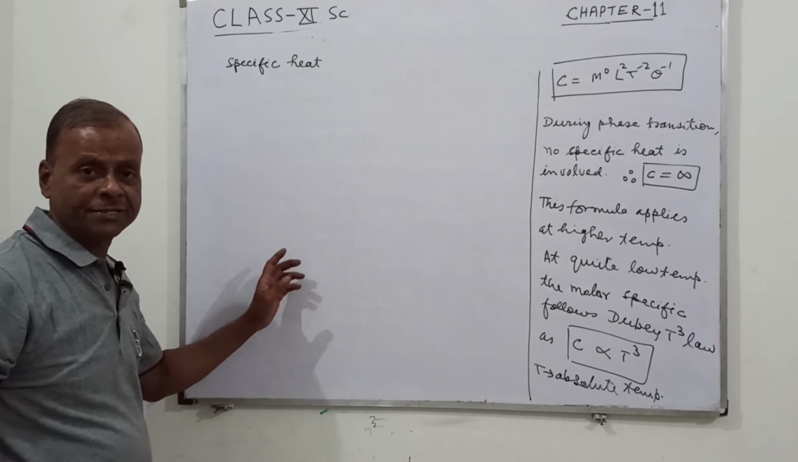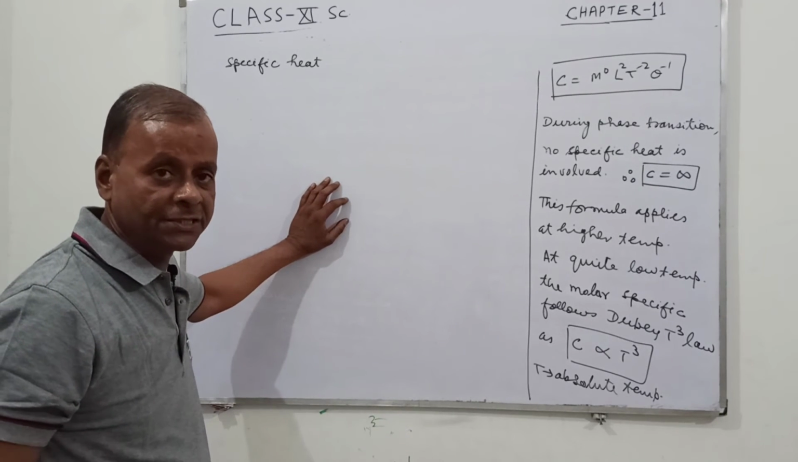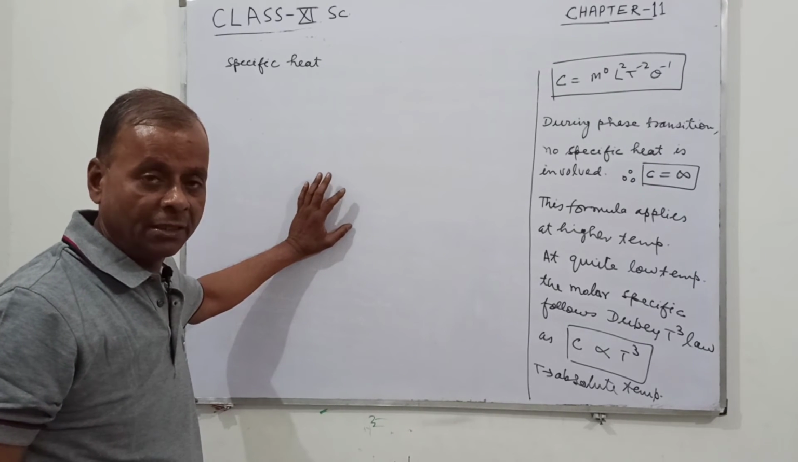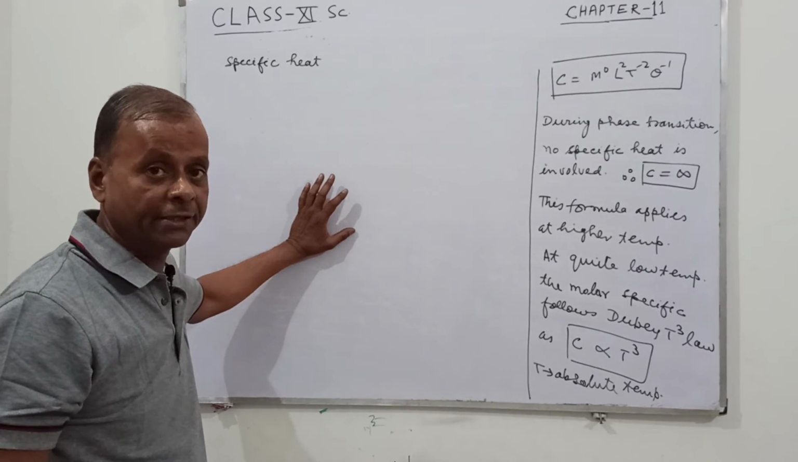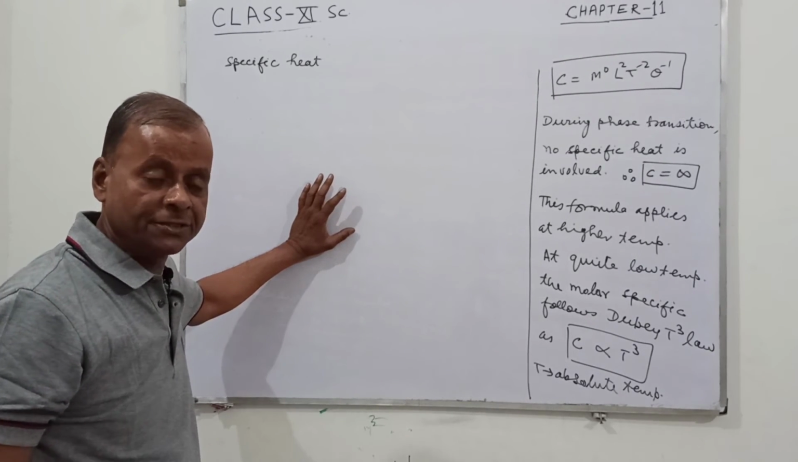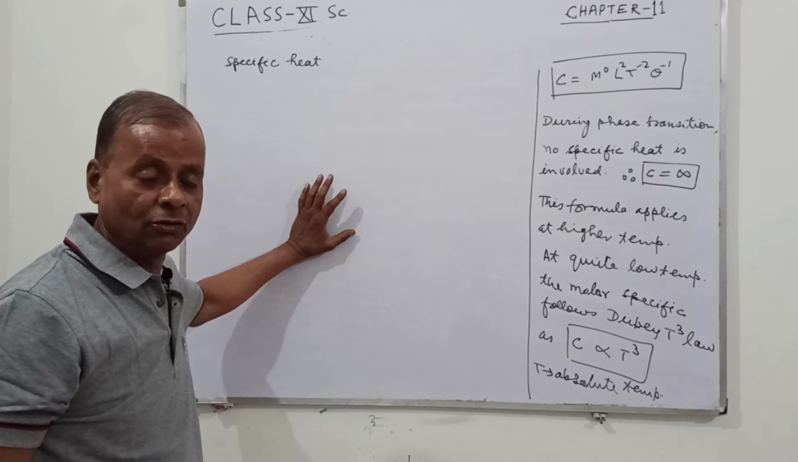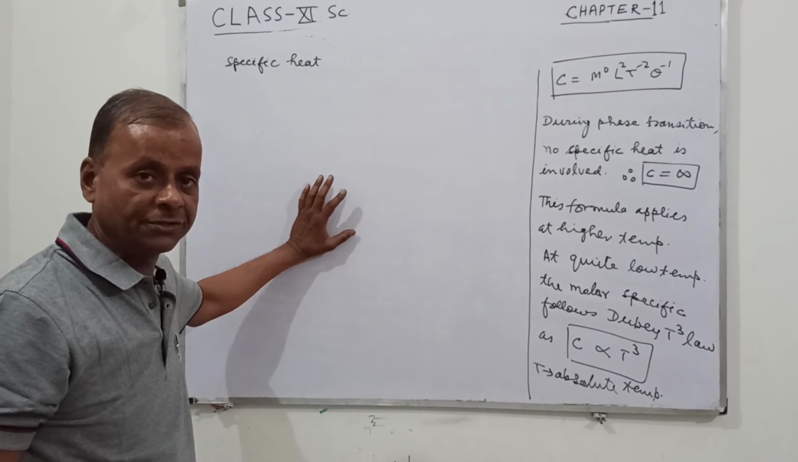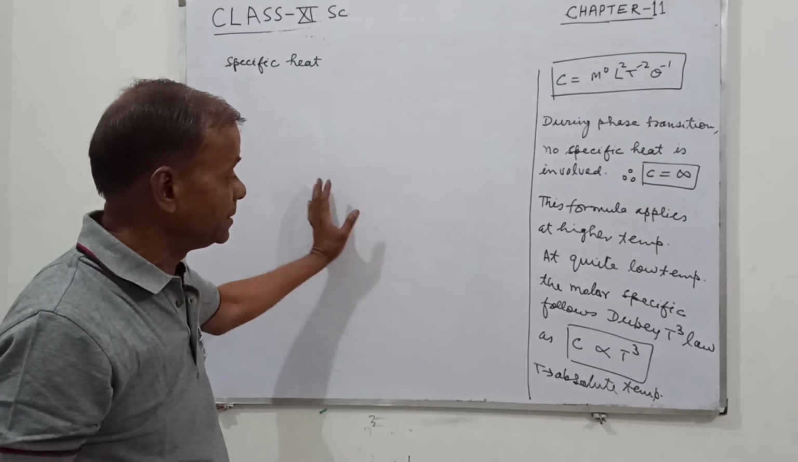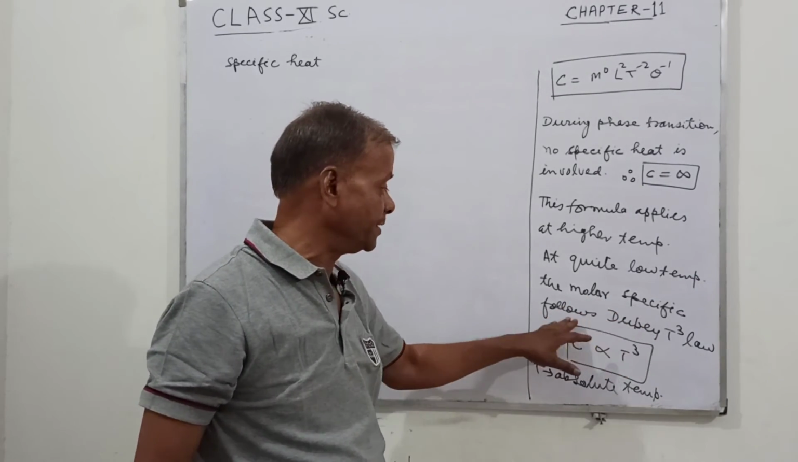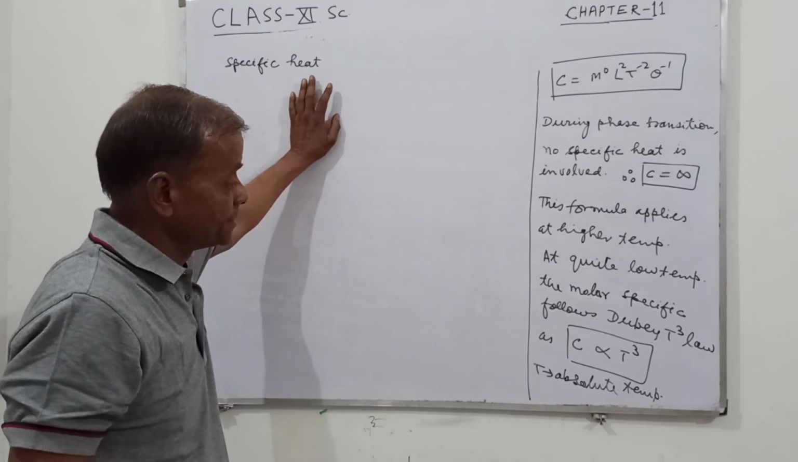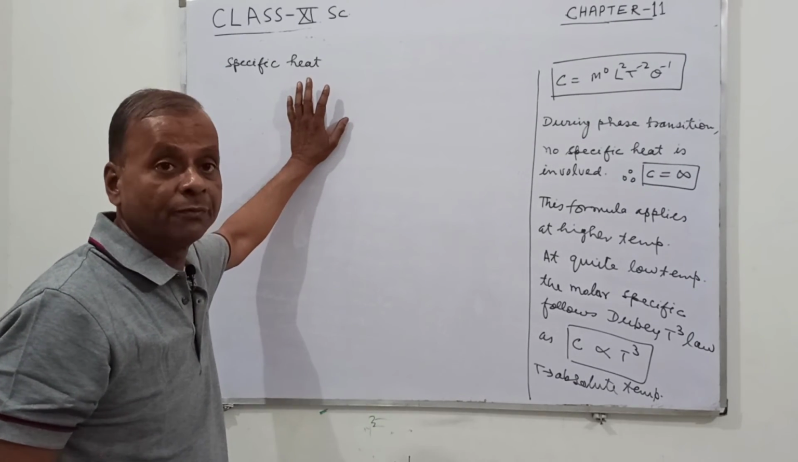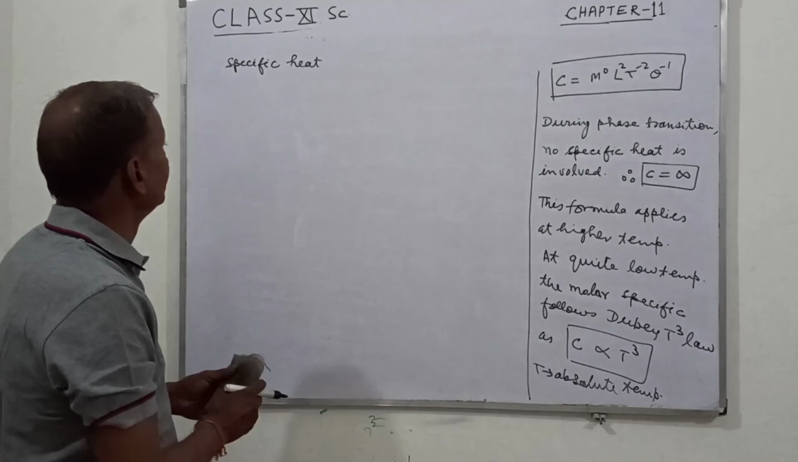Specific heat when expressed per unit mass is the specific heat for the substances at high temperature. When we express it per mole, then it is called the molar specific heat. Here I have written the molar specific heat, because this specific heat is taken in terms of moles.